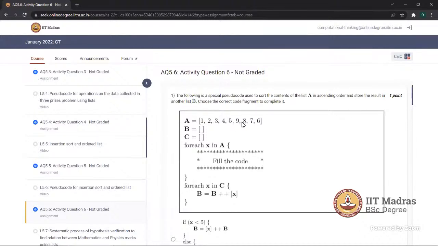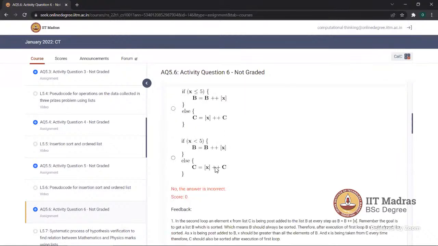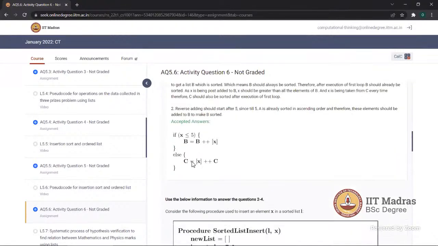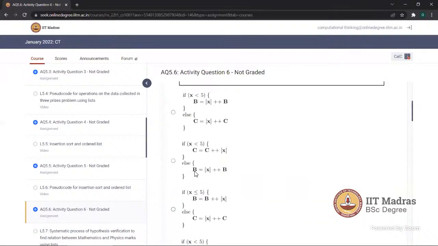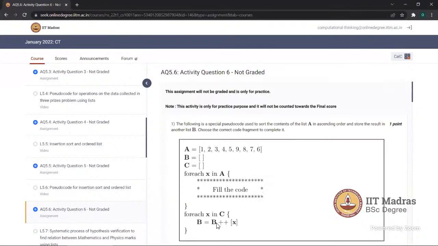So this 9, 8, 7, 6. Just remember this order. When 9 came, you said C is equal to 9 plus plus C. Initially C is empty, so now your C becomes 9. So till the time it was ascending, we dropped the digits directly into B. But when we saw the reverse, we started putting them in C, and then the list C got appended to B. The final result came like that, because of the for each loop that is already there.